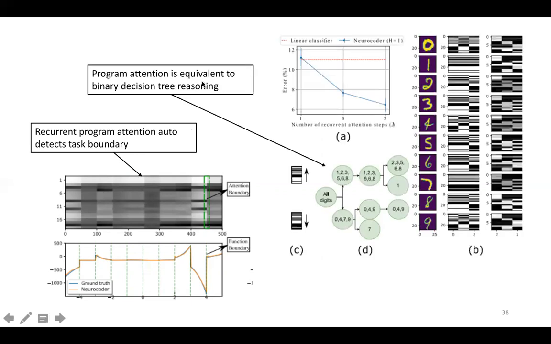And interestingly, the program attention mechanism is equivalent to binary decision tree reasoning. So you can use the architecture to classify images like the MNIST dataset, and then the pattern of attention to the programs resembles the binary decision. And the parameters of the model are very small as well. Because the program memories only store the mini programs, they are very efficient and fast to train. Okay, so that is the last part of the memory section.